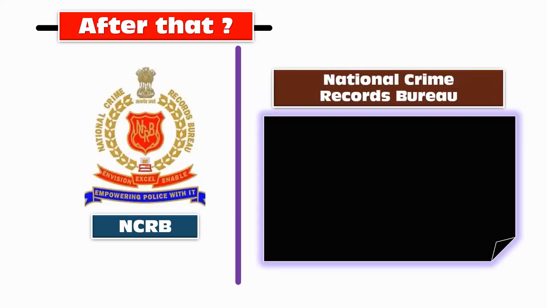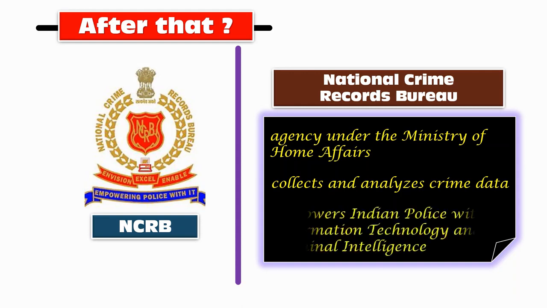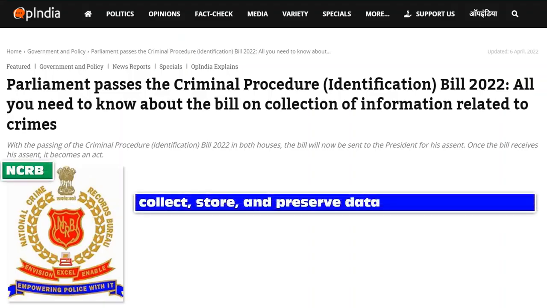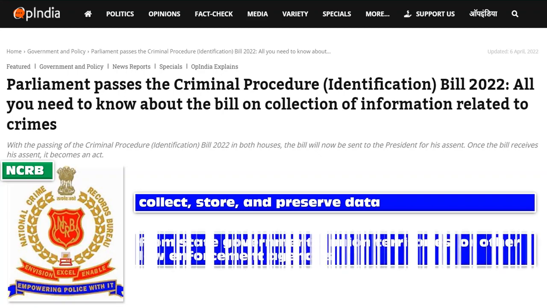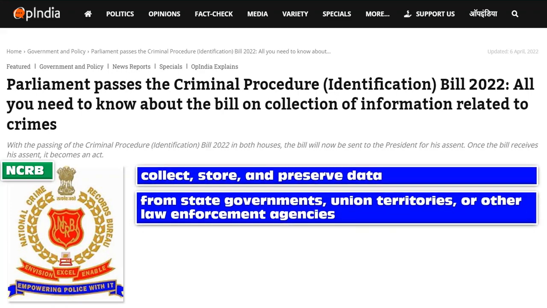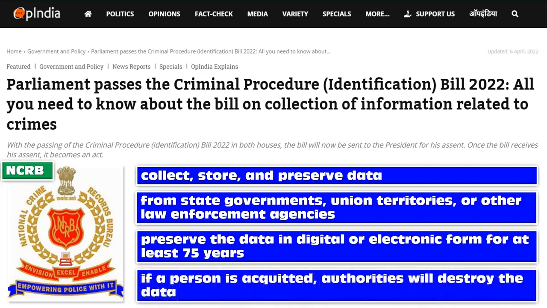The National Crime Records Bureau is an agency under the Ministry of Home Affairs. It collects and analyzes crime data and empowers Indian police with information technology and criminal intelligence. The bill authorizes NCRB to collect, store and preserve data. NCRB can collect details from state governments, union territories or other law enforcement agencies. It will preserve the data in digital or electronic form for at least 75 years. However, if a person is acquitted, authorities will destroy the data.